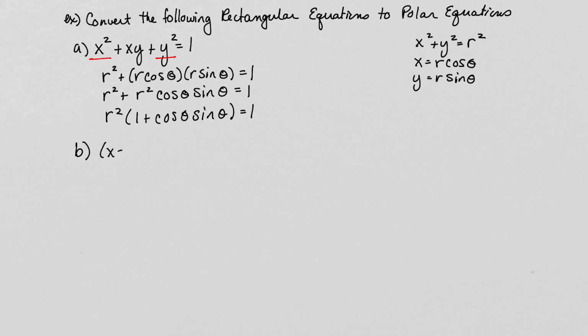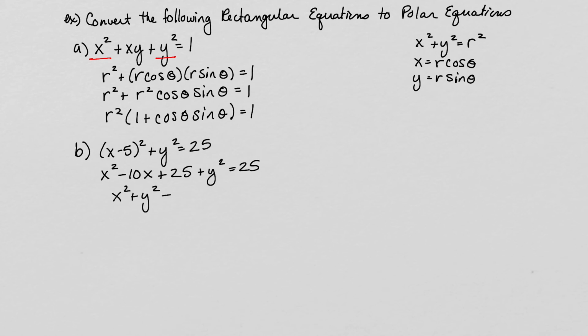B, I have x minus 5 quantity squared plus y squared equals 25. Again, it might be helpful to do a little bit of the algebra work first, right? So x minus 5 squared is really x squared minus 10x plus 25 plus y squared equals 25. If I move the 25 to the other side, they would go away, and really I have x squared plus y squared minus 10x equals 0. All I did was subtract 25 from both sides, and then rewrote the order of the terms on the left-hand side there.